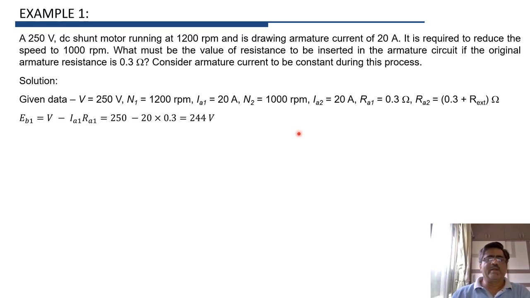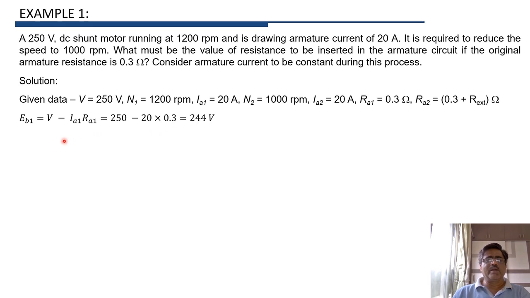Now we can calculate the back EMF in the first case. So EB1 is equal to V minus IA1 into RA1. So V is 250, IA1 is 20 and RA1 is 0.3. So EB1 is equal to 244 volt.